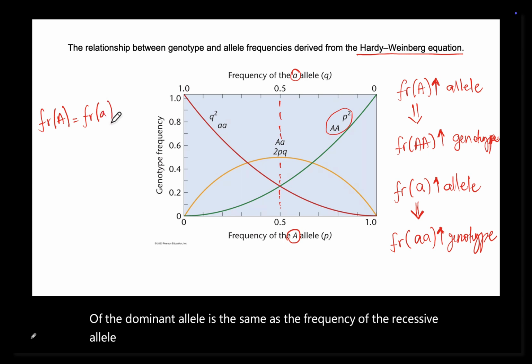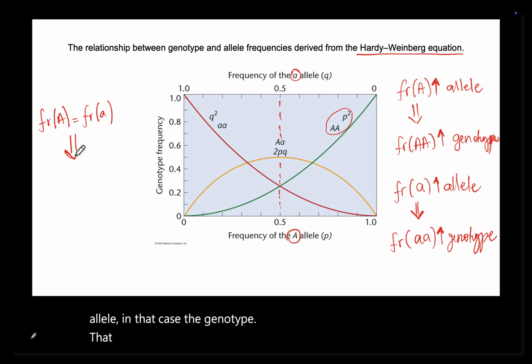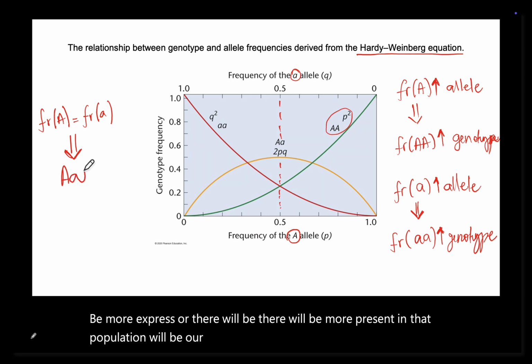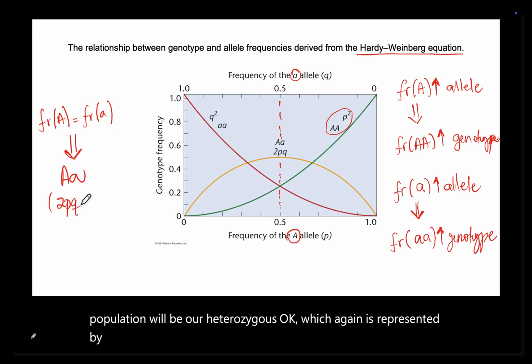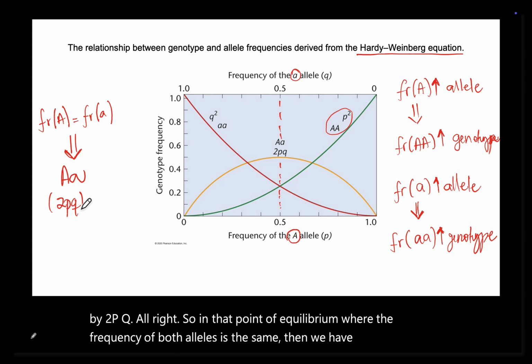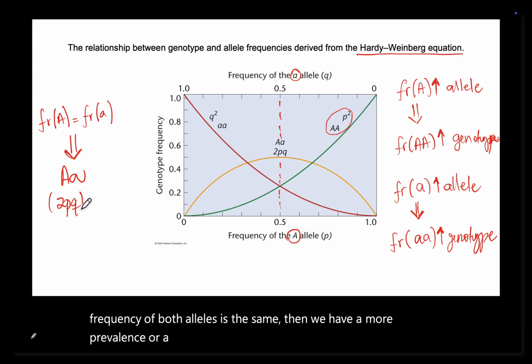In that case, the genotype that will be more expressed, or that will be more present in that population, will be our heterozygous, okay? Which again is represented by 2pq. All right, so in that point of equilibrium where the frequency of both alleles is the same, then we have a higher prevalence for the heterozygous genotype. Okay?